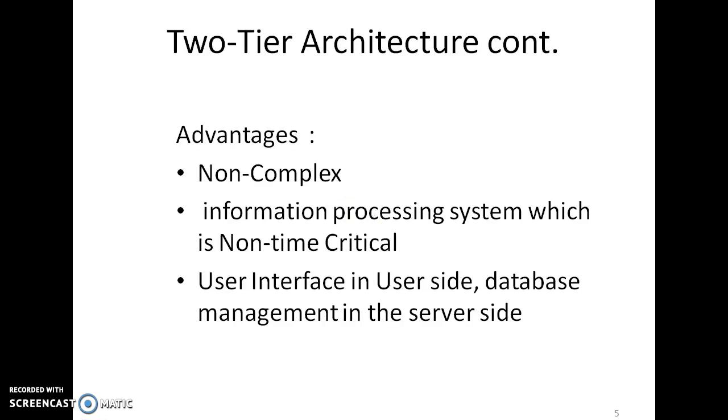There are certain advantages and disadvantages of two-tier architecture. The advantage is that it is non-complex and easy to implement. An information processing system which is non-time critical is the best example of two-tier architecture: user interface on the user side and database management on the server side.